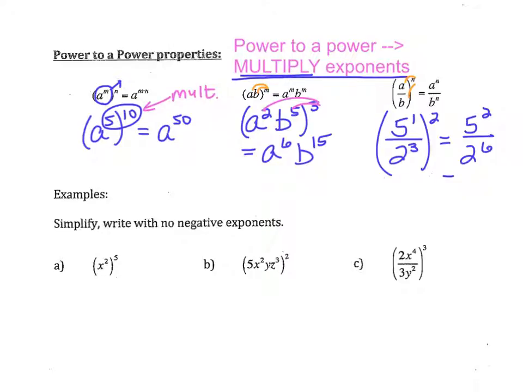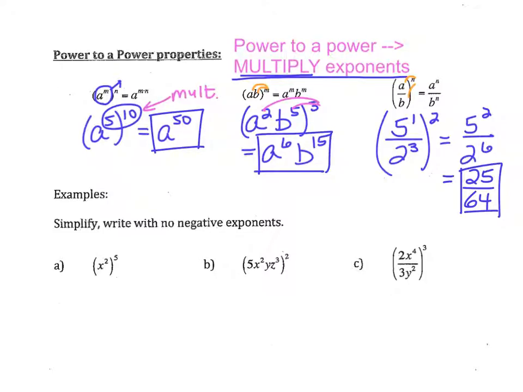And that would become 25 over 64, which cannot be simplified. 64, and that would be your final answer. Okay, so a few more examples here. You always want to make sure that you do not leave any negative exponents in your answer. So this will always say write without negative exponents, and you should know that if there are negative exponents, you need to get rid of them.